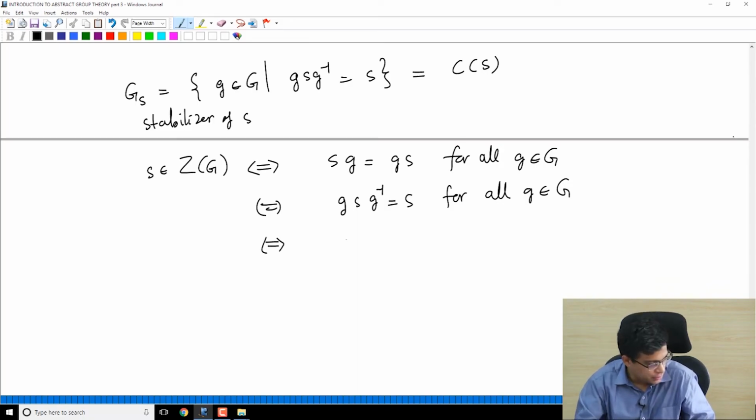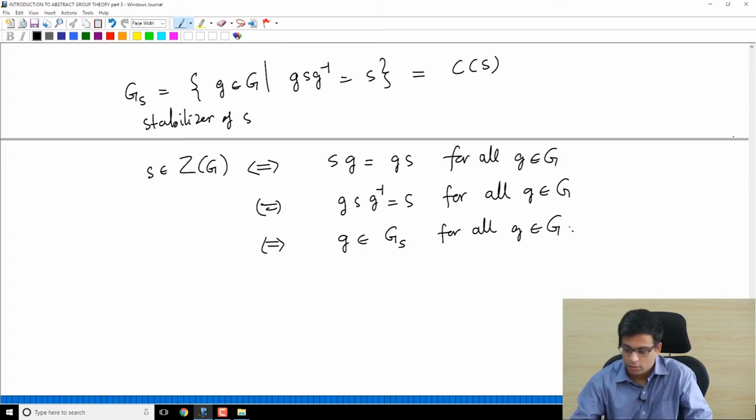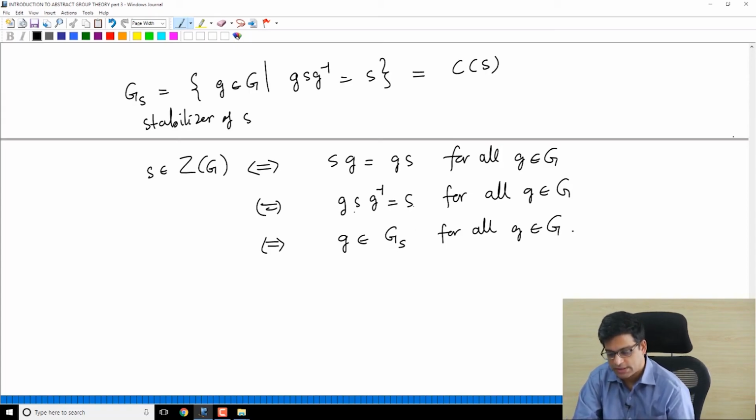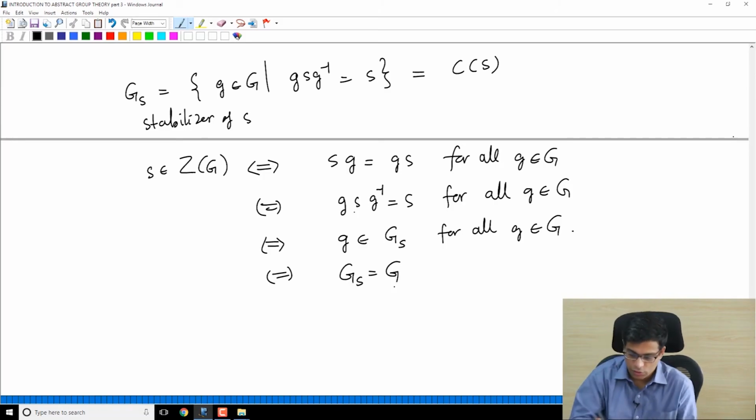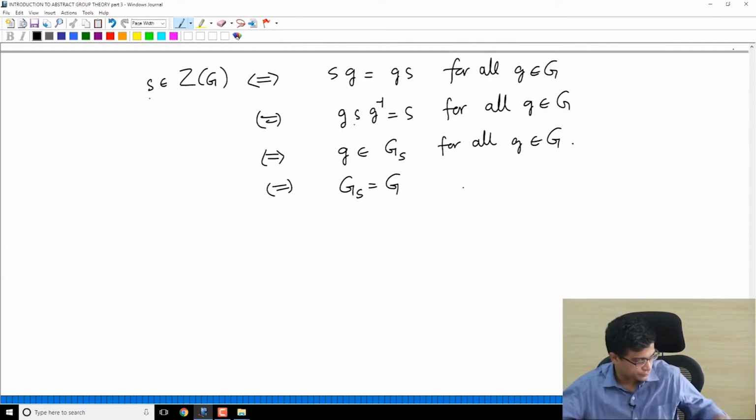But this means G belongs to the stabilizer of S for all G in G. Right? If GSG inverse is equal to S, that means G is in the stabilizer. So if this GSG inverse is S for all G, then G is in the stabilizer for all G. Similarly, if G is in the stabilizer, GSG inverse is S. But if G is in the stabilizer for all G, that is equal to this. So S is in the stabilizer if and only if GS is equal to G. This is the second part of the problem. That also I have shown.